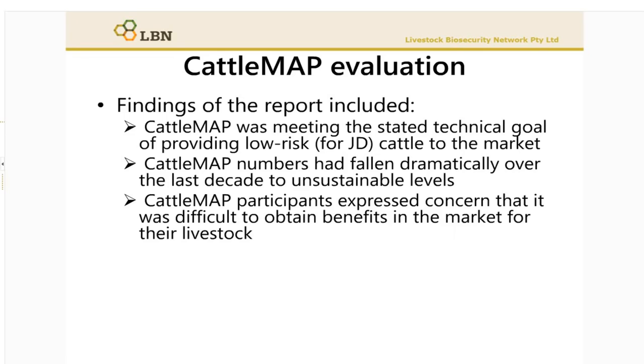The numbers had fallen dramatically, basically to unsustainable levels, because you need a certain core number of herds, because those herds, because of their market assurance program status, have to be able to trade amongst each other. So once you get to low levels where you can't buy animals, except animals of a lower status, then the program becomes unsustainable.